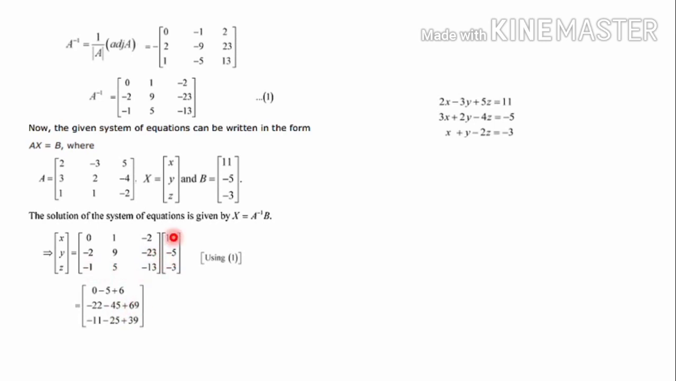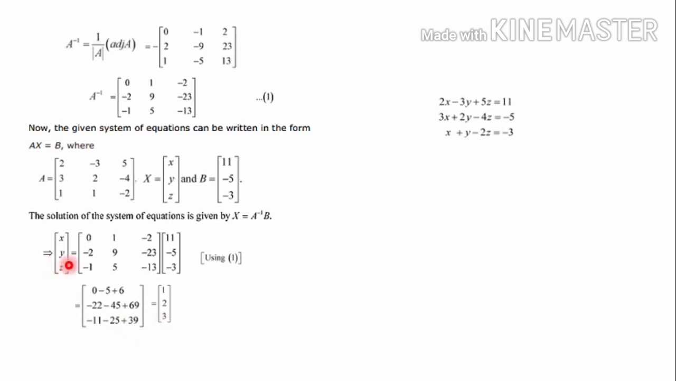Next, again third row with the column, that is -1 into 11, that is -11. 5 into -5, that is -25. -13 into -3, that is +39. Here when you calculate, -5 + 6 is 1. -22 - 45 + 69, when you calculate, you will get 2. -11 - 25 + 39, you will get the answer as 3.